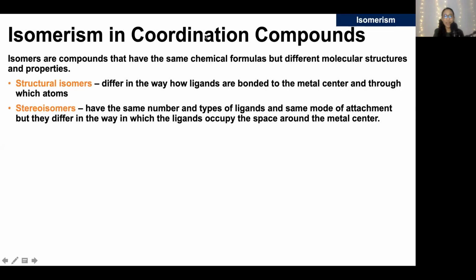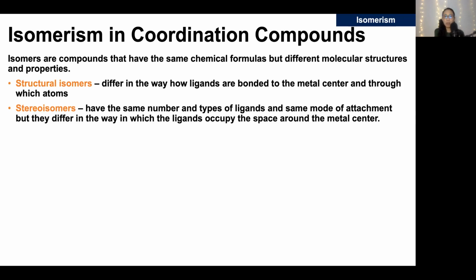Let's talk about isomerism in coordination compounds. So when we say isomers, let's define isomers first. Isomers are compounds that have the same chemical formulas but different molecular structures and properties. As we go along the different types of isomers that we observe in coordination compounds, you will slowly see what isomers mean.